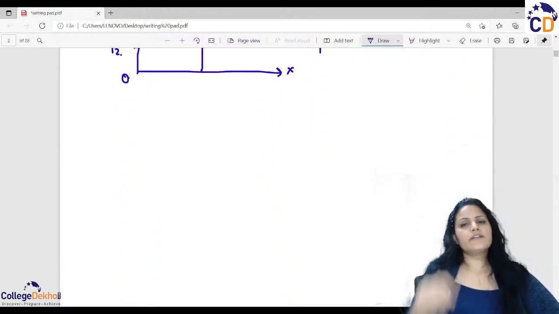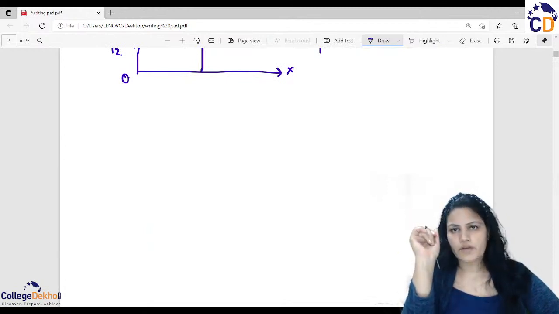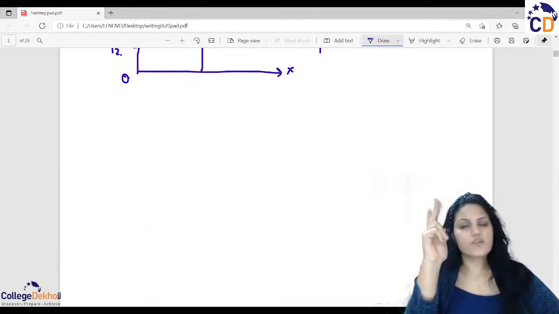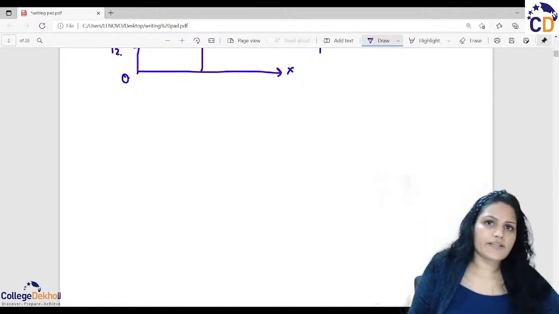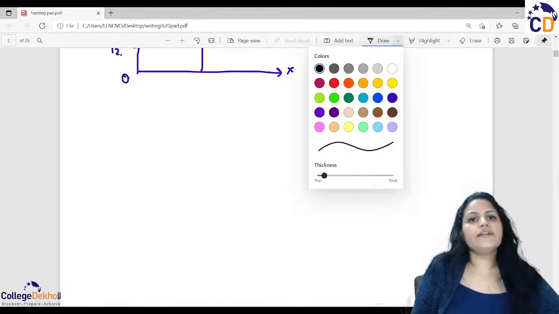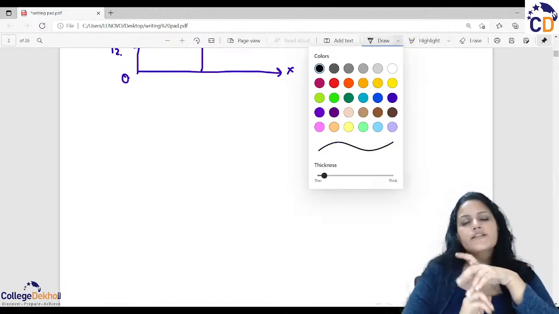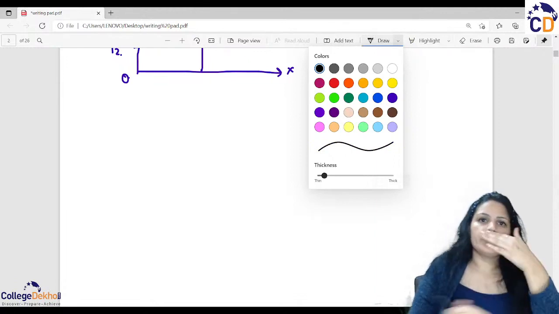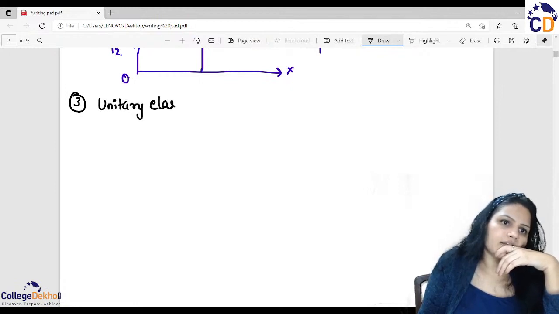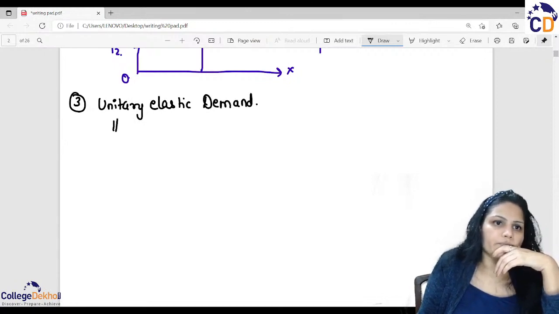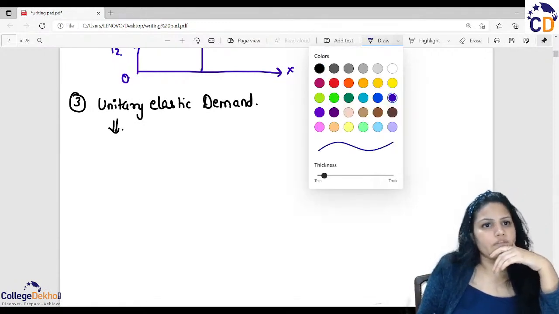So moving ahead, there are 5 points under the price elasticity of demand. Today we are going to cover 3 points. First we already covered the perfectly elastic demand, and second we covered the perfectly inelastic demand. So the third point is unitary elastic. After that we are left with 2 points, relatively elastic and relatively inelastic. So we are coming to the third point, unitary elastic demand. The word unitary is used for equality.